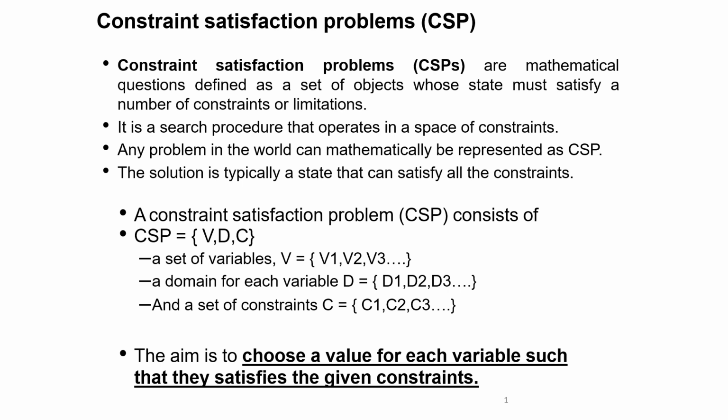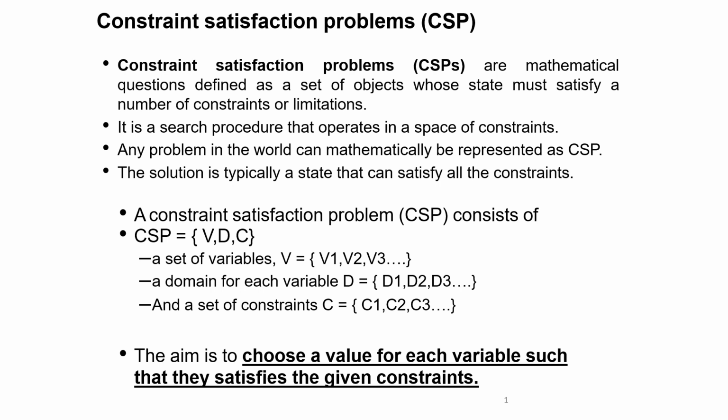Welcome all. Today we are going to see the constraint satisfaction problem. This is one of the very important problems in AI, and we can call it CSP for short. It is a mathematical problem where a set of variables must satisfy given constraints. These problems work in a space of constraints, which we can call a search space. It can be widely used for AI models.